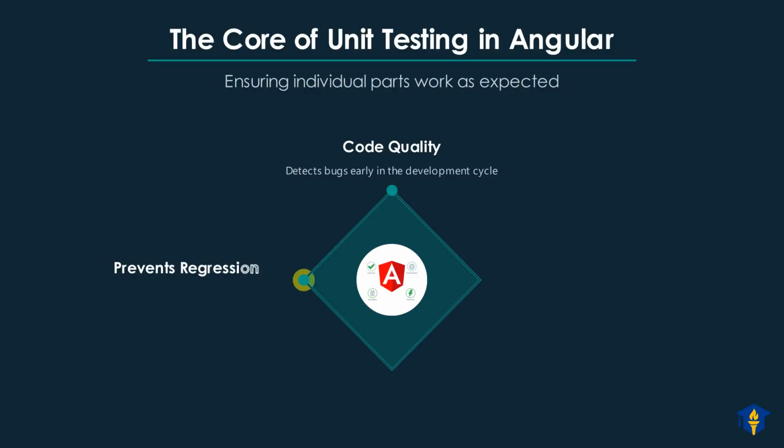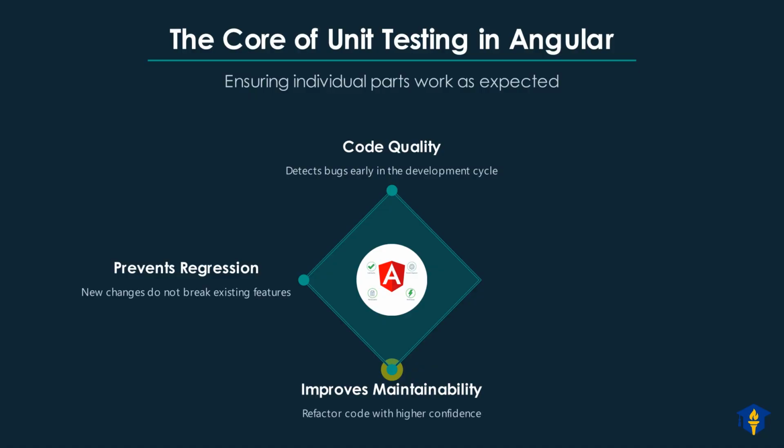Unit testing also plays a crucial role in preventing what we call regressions. This ensures that any new changes or features do not accidentally break existing functionalities. Furthermore, unit tests significantly improve the maintainability of your codebase over time. This allows you to refactor or restructure your code with much higher confidence, knowing it's safe.